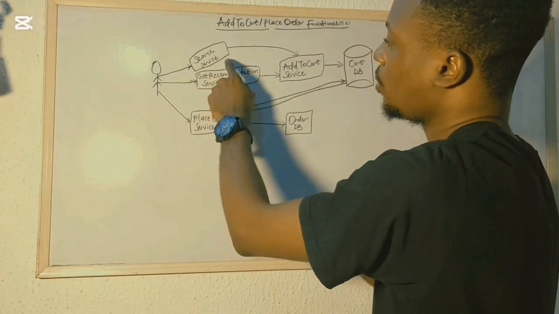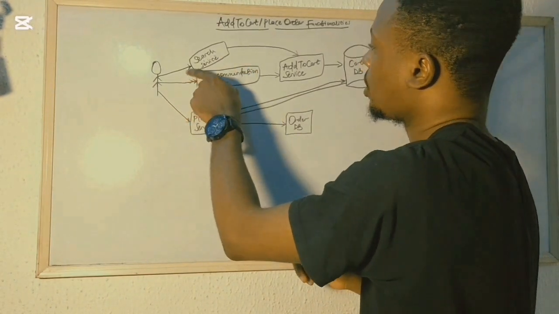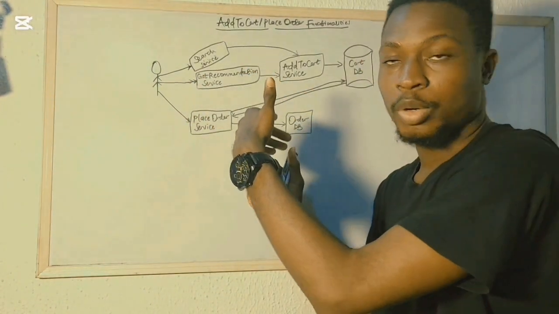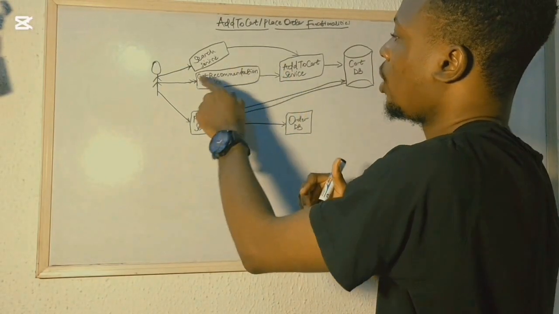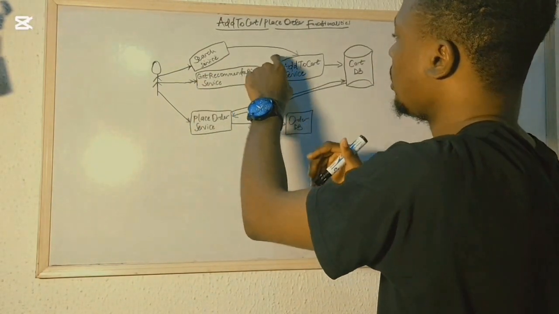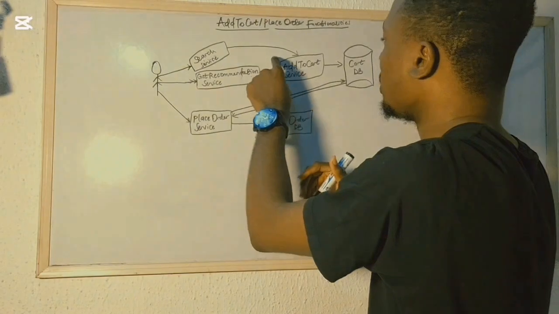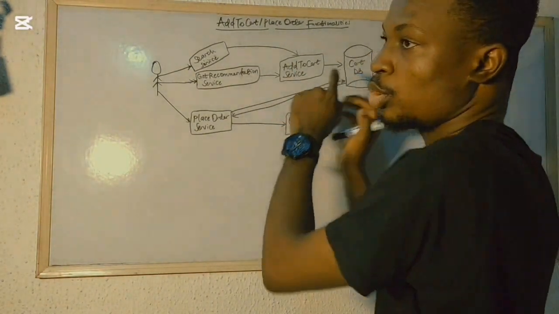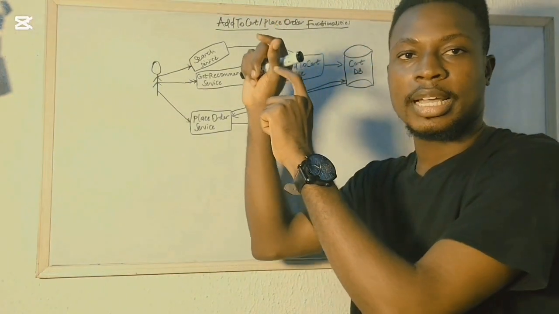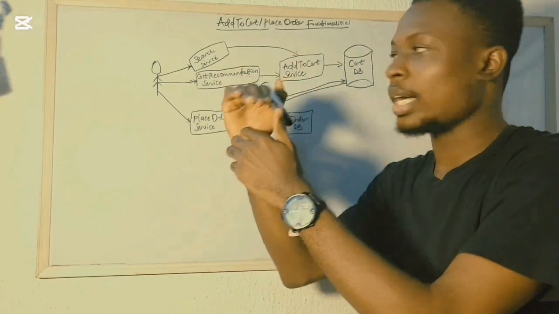When we search for a service and we see a product that we like or prefer, we can add that to cart. After adding to cart, the item is added to our cart database. When you see the cart icon and click on it, you see what you've added to cart.